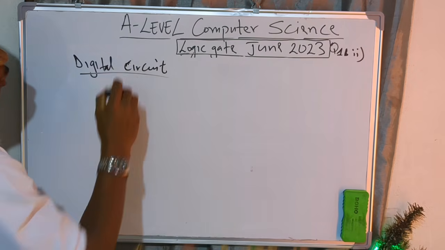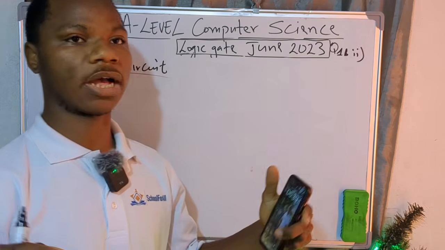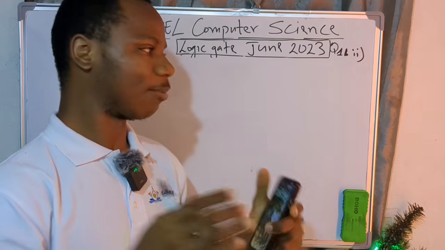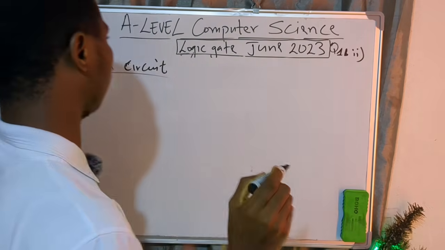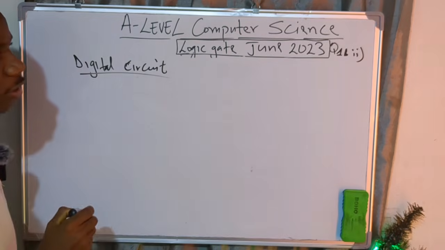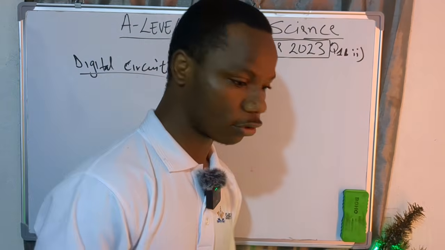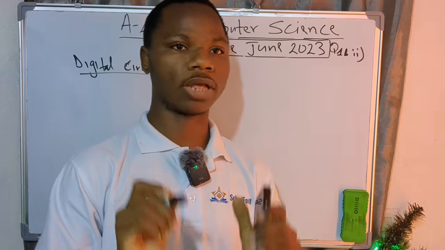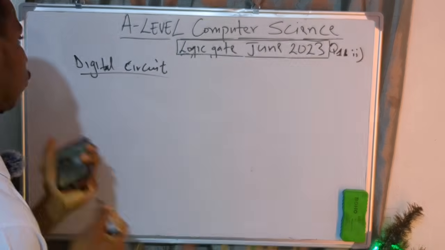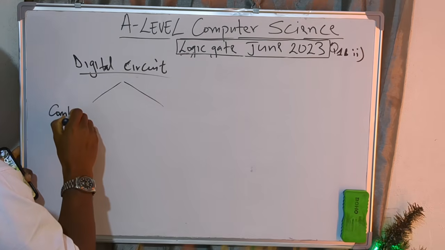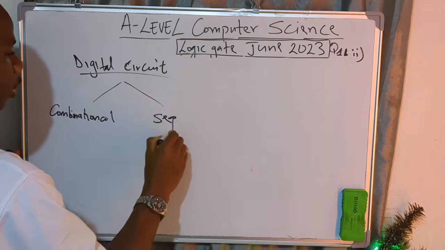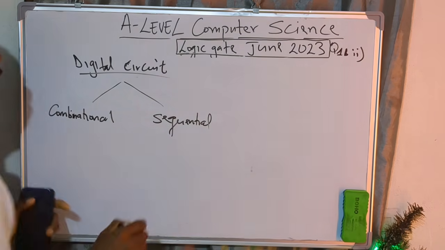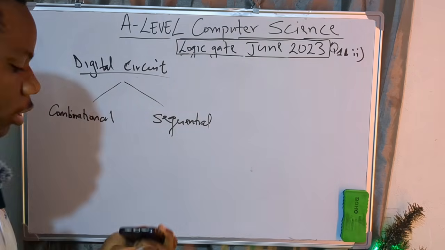When we talk about digital circuit, we are talking about a combination of gates. I'm not starting from zero logic gates; I'm assuming that you know the types of gates, AND gate, OR gate, and all these things. A digital circuit is generally a combination of gates that work together to produce an output. But you need to understand that we have two types of digital circuit: combinational logic circuit, and sequential logic circuit. Either you say sequential digital circuit or sequential logic circuit.